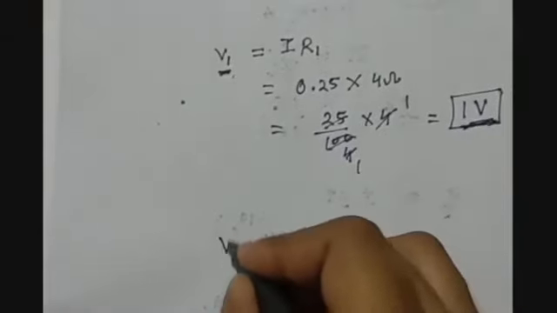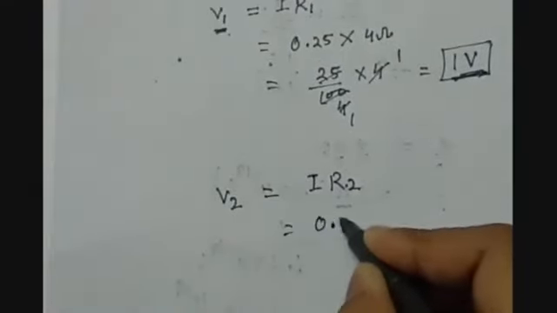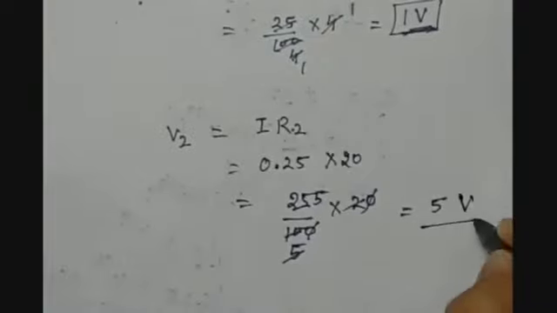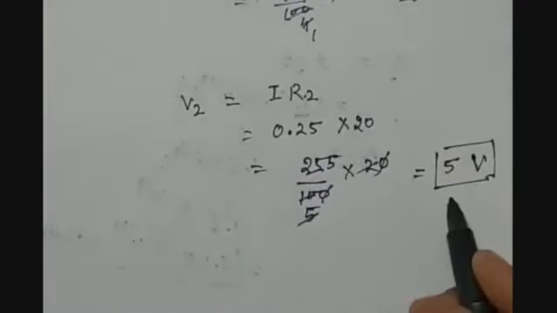Then we have V2. V2 will be IR2. So if I is 0.25 ampere and R2 is 20 ohm, then what we have? 25 upon 100, to remove the decimals, into 20. So it is giving us the value 5 volt. So V1 is 1 volt and V2 is 5 volt.